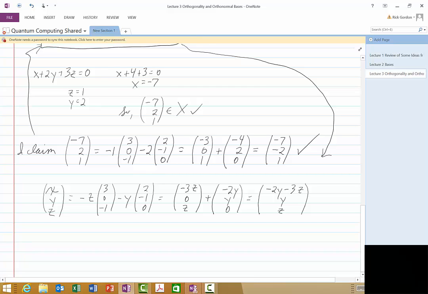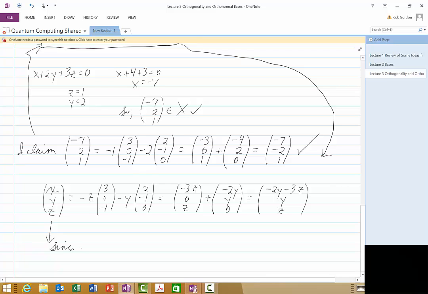Now, if you compare that vector with what we have on the left, it is clear that the second components do indeed match, and the third components do indeed match. But what about those first components? We have x over here, and we have negative 2y minus 3z over here. So it doesn't look like those match. But keep in mind that this vector here was chosen to be an arbitrary vector in X.